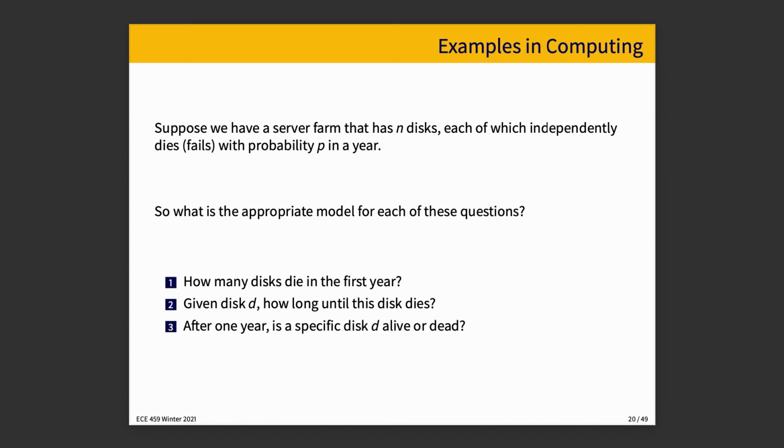Okay, so let's try to relate those to computing. Suppose we have a server farm, and the server farm has n hard drives in it. You can imagine them as SSDs or anything like that if you wish. But imagine that we have those, and each of which has independently a chance of dying or failing with probability p in a given year.